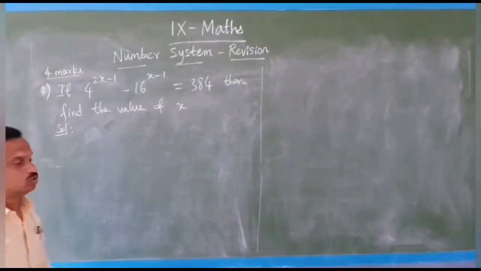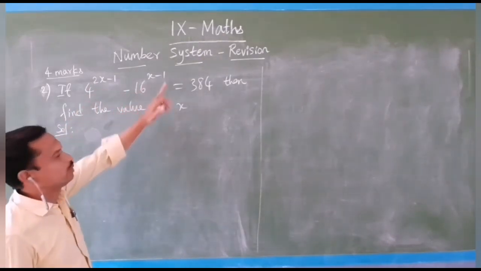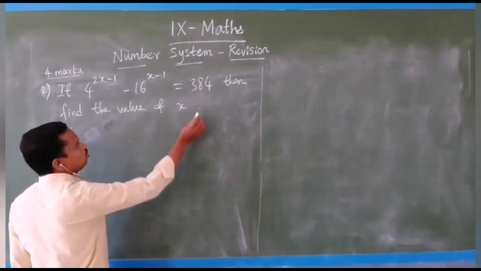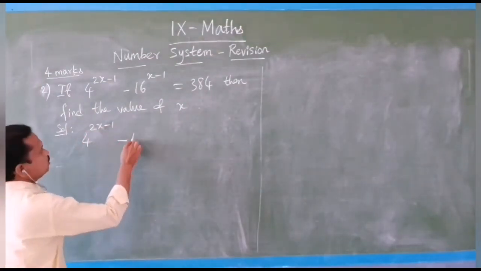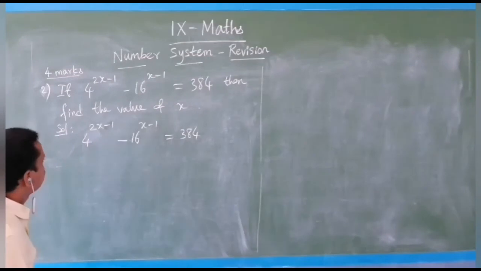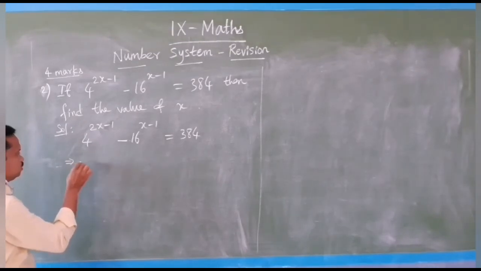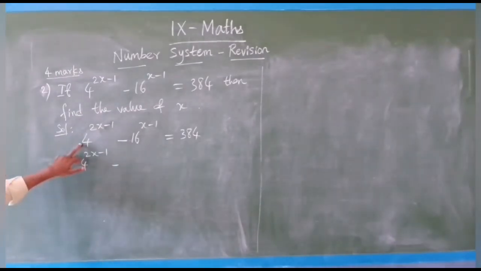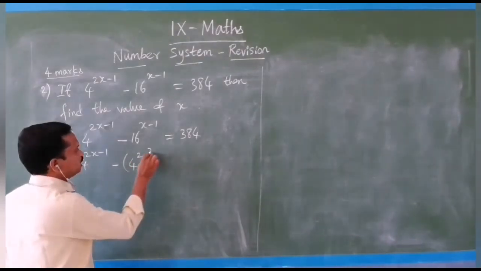And now coming to the second question: if 4 power 2x minus 1 minus 16 power x minus 1 is equal to 384, then find the value of x. They are asking to find the value of x in this equation. So first you take that equation, 4 power 2x minus 1 minus 16 power x minus 1 is equal to 384. First of all, 4 to the power 2x minus 1 is there, so you write it as it is, minus 16, for which you try the same base as before. So 4 is here, so you convert this also, and you get 4 square to the power x minus 1.